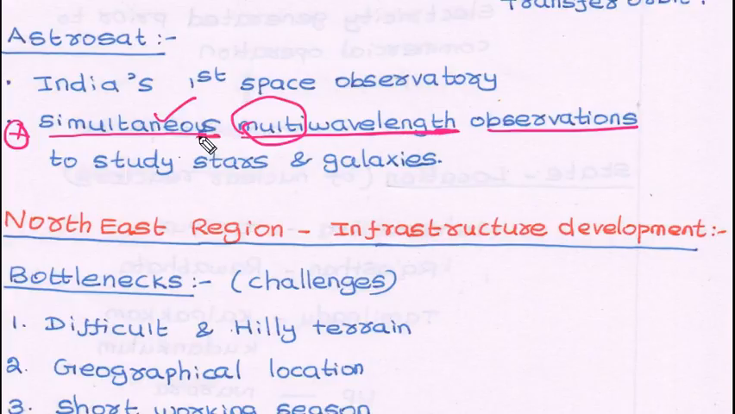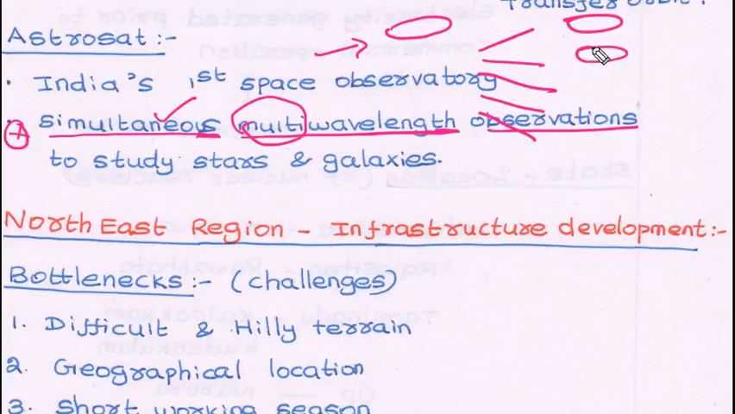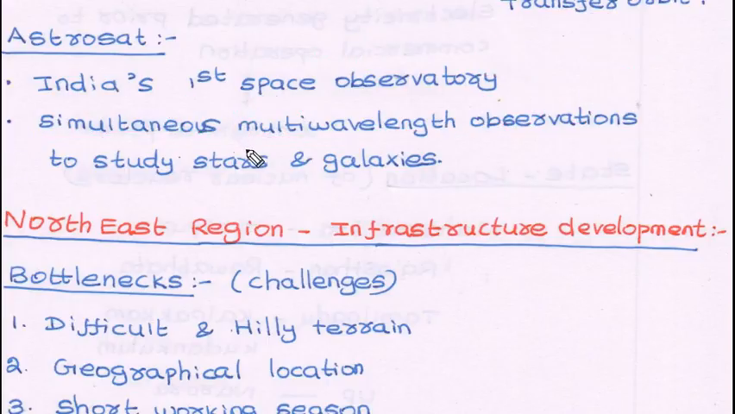So each and every point has its own meaning. Earlier, at one time, one wavelength may be studied, but after the launch of AstroSat, multiple wavelengths like infrared and ultraviolet light, so different wavelengths can be observed at the same time. So AstroSat is used to study the stars and galaxies.